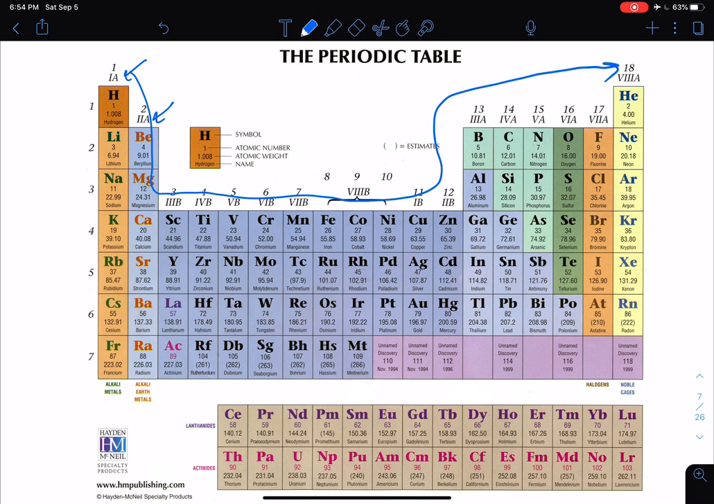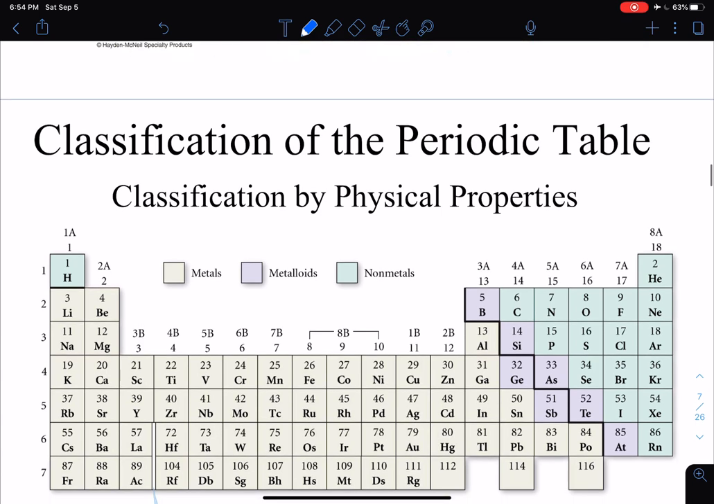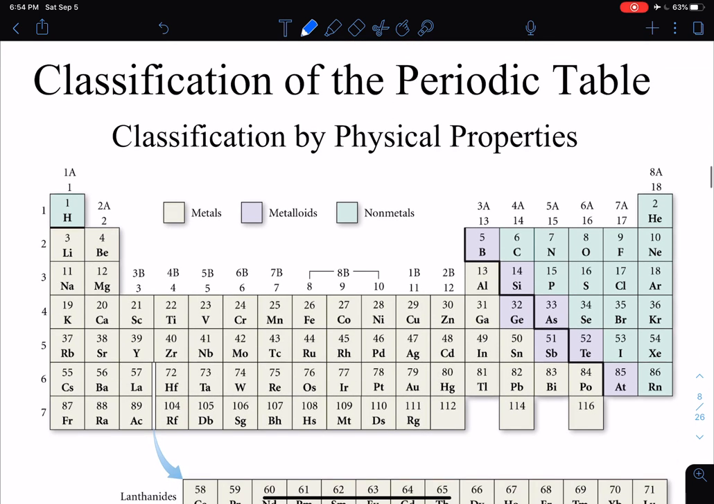So sometimes we have the A's and the B's, and then sometimes it's just labeled 1 through 18 all the way across. You'll see both of those. It just kind of depends on your professor or your textbook or how the periodic table is labeled, okay? Now let's talk about classification of the different elements in our periodic table.